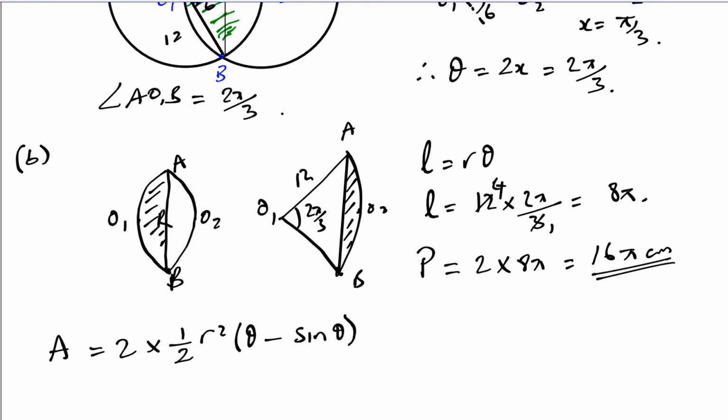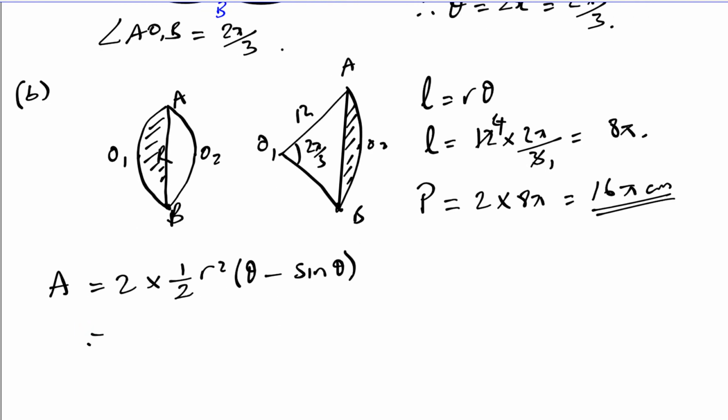That's going to be the area of the whole of this sector, minus the sine of the angle, and this must be in radians. Take away the area of the triangle, you're left with the area of the segment. And I've got 2 of them, I've got this side and that side. They're both identical. So let me just put all those values in. Now the 2 and the half will cancel out. So you're left with r squared, which is 12 squared, times the angle 2 pi over 3, minus the sine of 2 pi over 3.